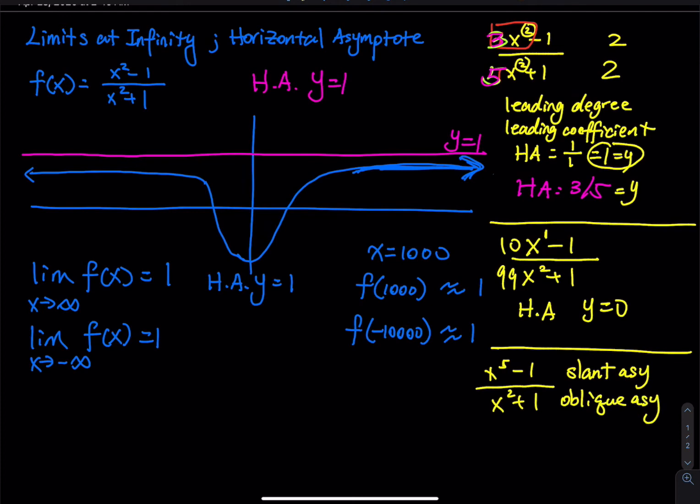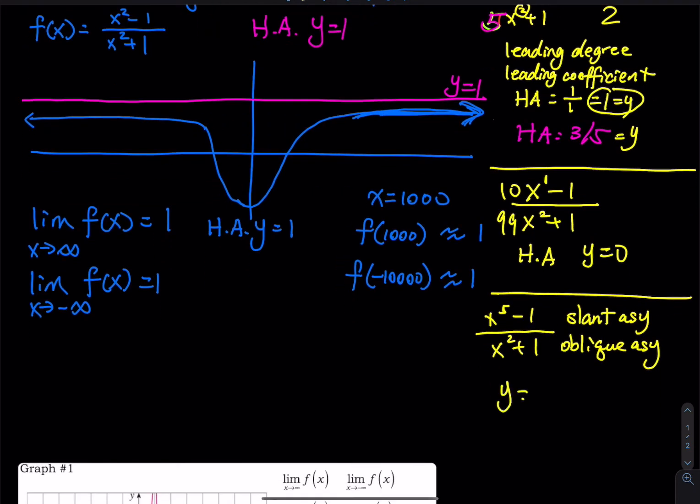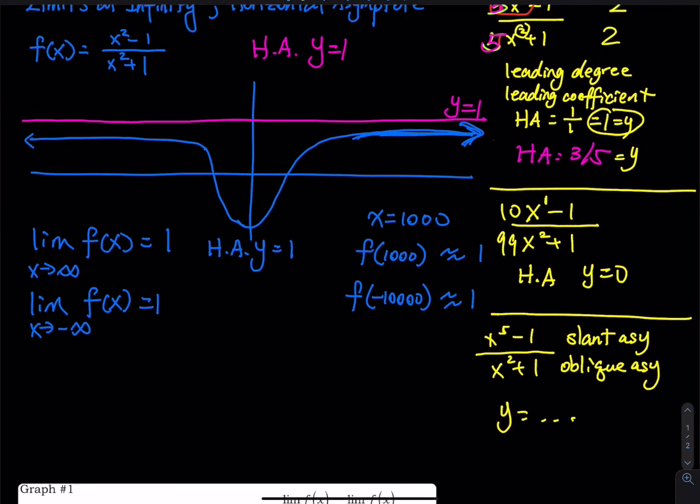This asymptote is not horizontal. This asymptote has some slope. How do you find that asymptote? The asymptote is y equals to something. To find that, you have to do a long division, which is out of the scope in this section. So you have to take the top, x to the 5th minus 1, divided by x squared plus 1. Whatever quotient you have right here is the asymptote that you are looking for.